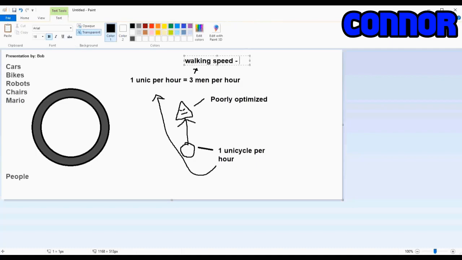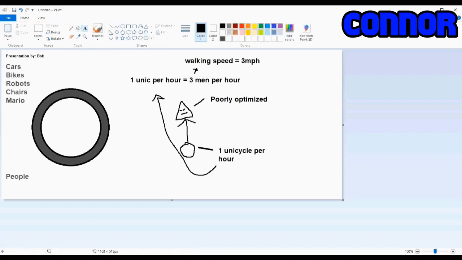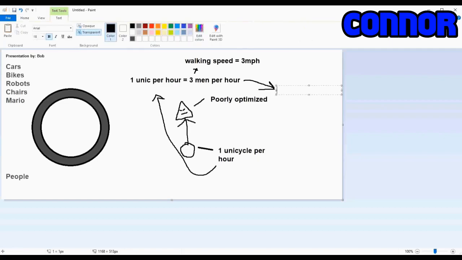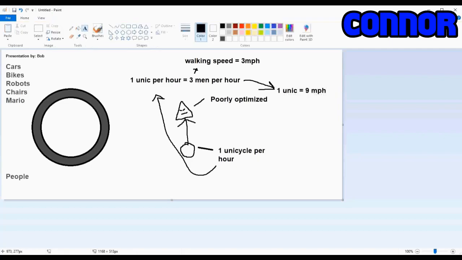So 3 men per hour is equal to 3 men walking speed? So 3 miles per hour times three? Essentially, what we can deduce from this is that one eunuch equals 9 miles per hour? Essentially, what this means is that by cutting off legs and replacing them with a wheel, you've essentially tripled your regular walking speed.